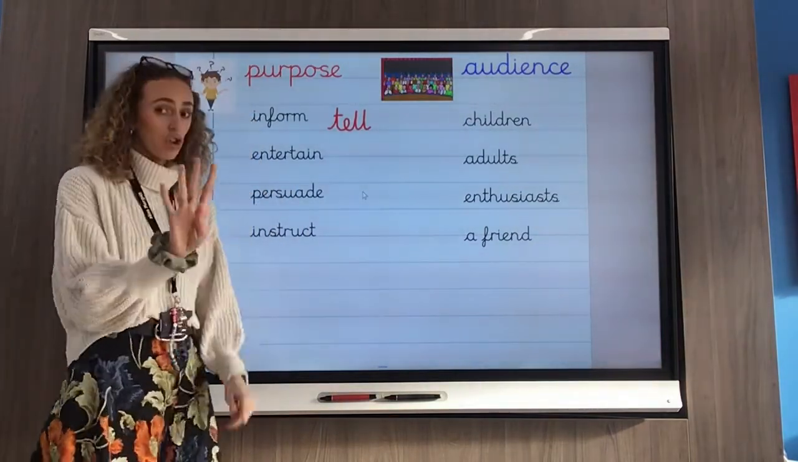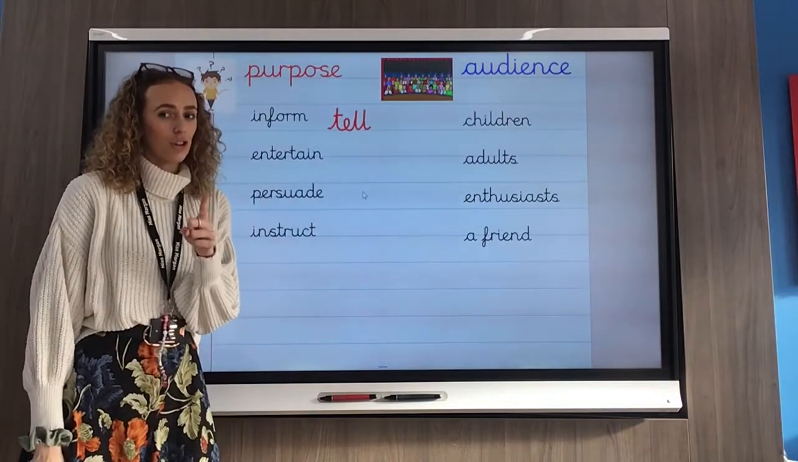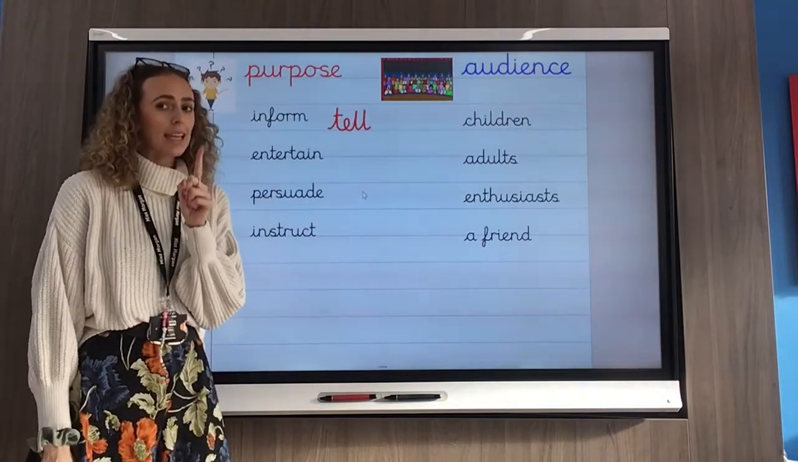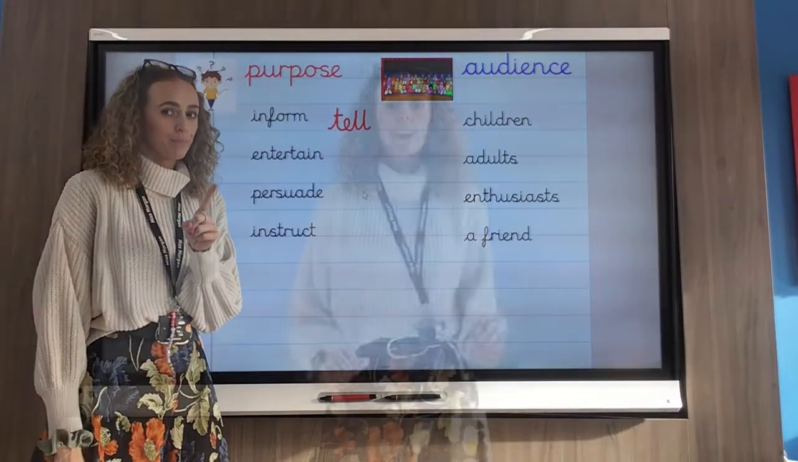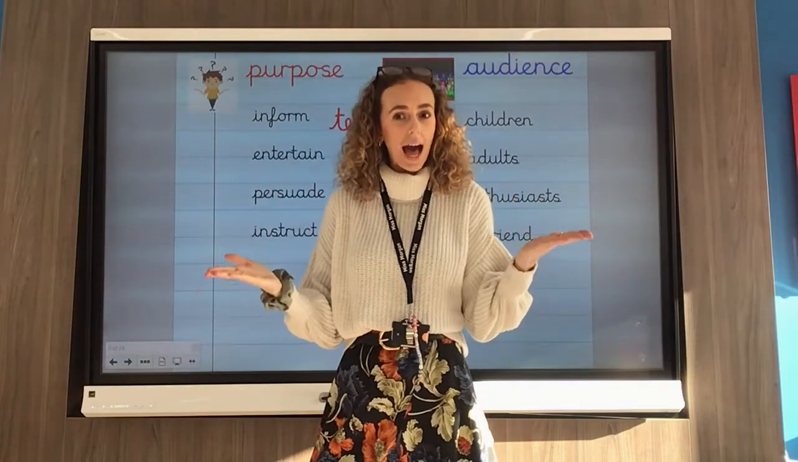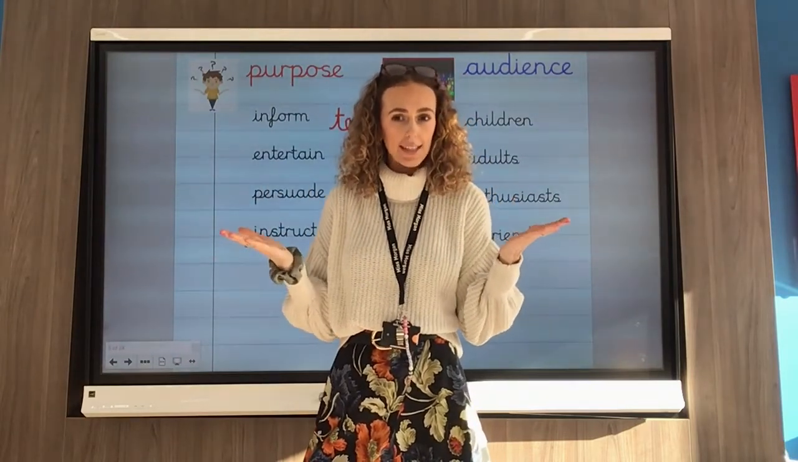Okay, and number 4 is to instruct. So remember our George's Marvellous Medicine instructions. You are telling somebody what to do. Right, so we've covered purpose, and the purpose is why. Why does the author write that text?